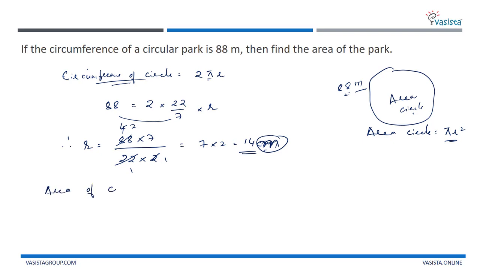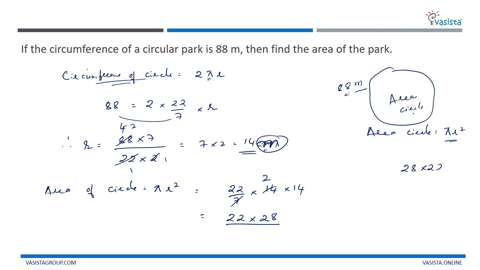Area of a circle is equal to pi r square, which is nothing but 22 by 7 into r square, which is nothing but 14 into 14. 7 ones are 7, twos are 14. Now multiply it, you are going to get this. So 22 into 14 twos are 28. So here, let me multiply it.